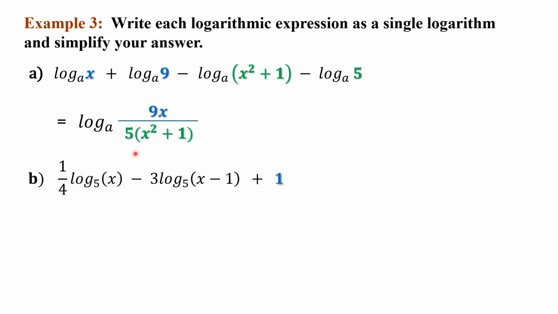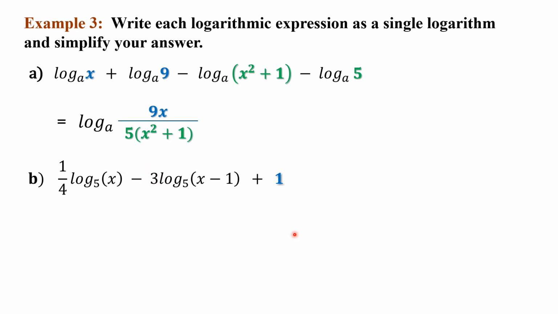For the second example, we have 1/4 log of x to the base 5 minus 3 log of x minus 1 to the base 5 plus 1. So first, we have to make sure that they have the same bases. It looks like this last term, we should write as a log base 5 to combine as one log. Another one is the coefficient of log must be 1. So it means this 1/4 should be applied with the power property. So 1/4 should be the power of x, and this 3 should be the power of x minus 1.